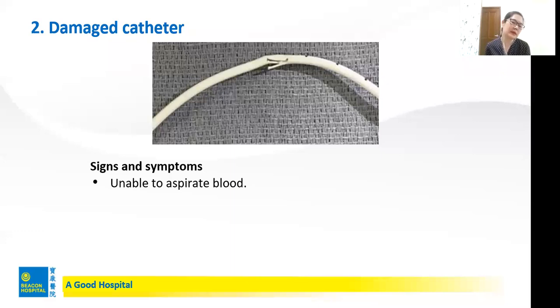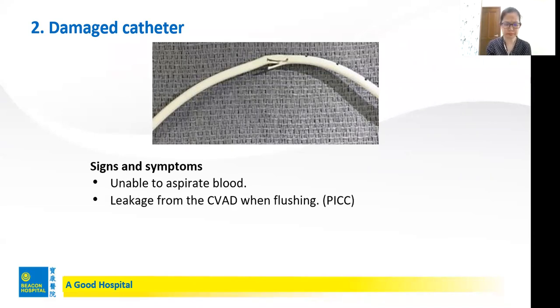So that's why the warning is never push in any drugs if you're unable to aspirate blood. And do not assume that being unable to aspirate blood backflow is always due to blockage. No, because a damaged catheter can also lead to being unable to aspirate blood. So do not push in anything if you're unable to aspirate blood, and do not assume, okay?